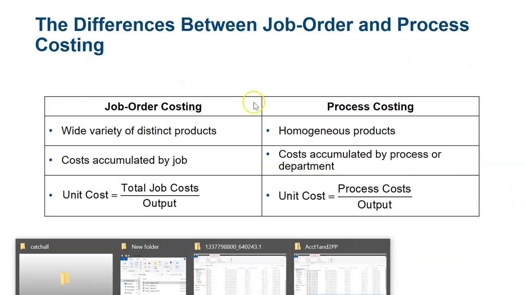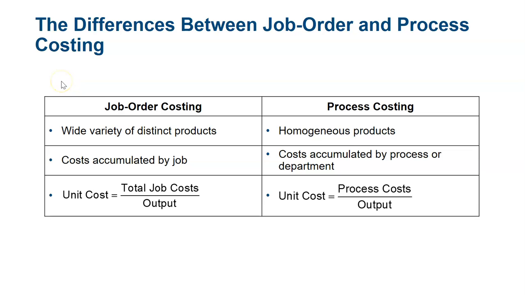So here we go. We've got some basic differences here between the two. Wide variety of distinct products in job order costing. Process costing, well, we're making ketchup. Maybe we're making some other type of condiment that uses tomatoes, something like that, but large quantities of the same thing. So we want distinction here. We want absolutely no distinction over here. We want that ketchup to taste the same no matter which bottle we purchase.